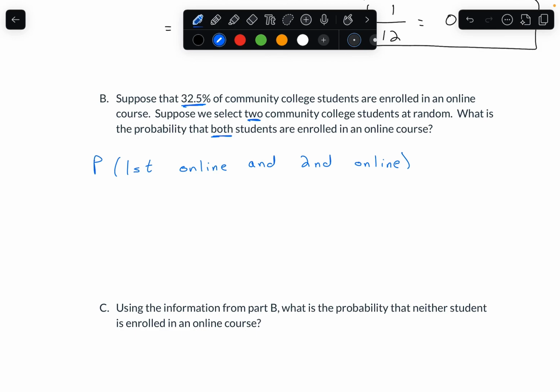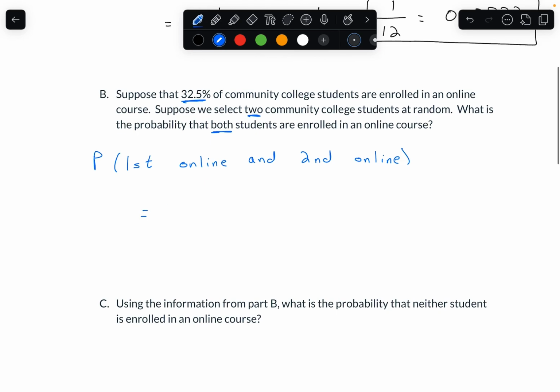So in cases like these, we do have to make an assumption here that if we're talking about all community college students and we're picking at random, these are going to be independent, mostly because all community college students is an extremely large group of individuals. It's a very large population. So we can go ahead and assume that our random samples are going to be independent. So if that's the case, we can find the probability that the first one is an online course, and then multiply that by the probability that the second one is also in an online course.